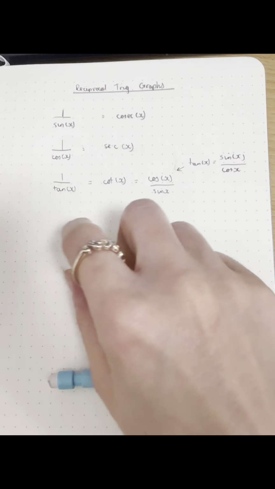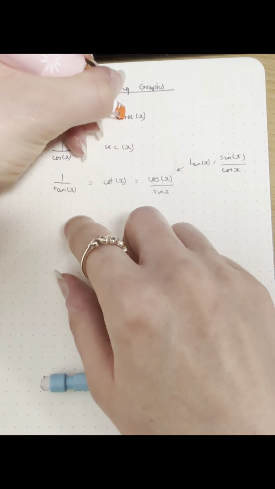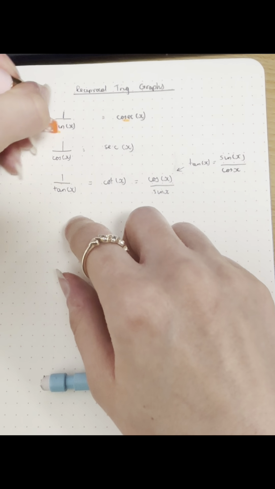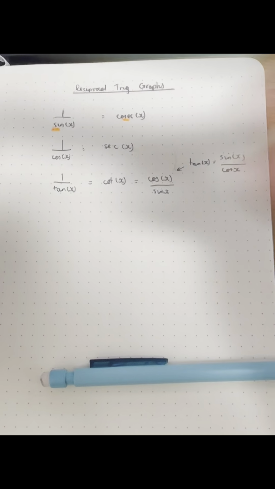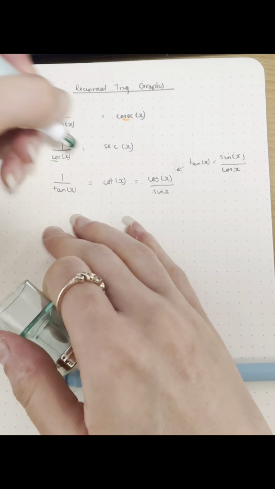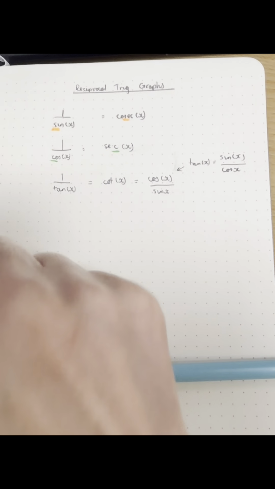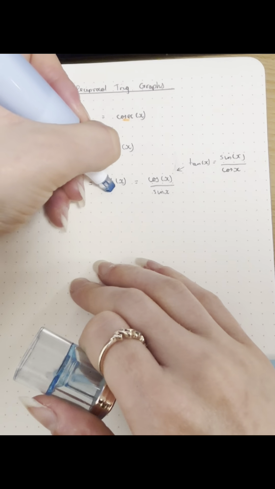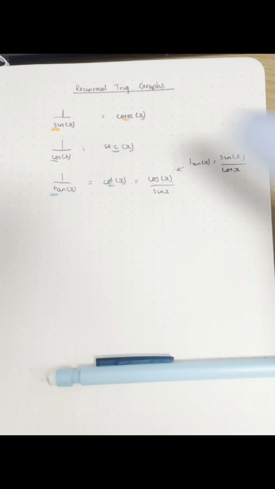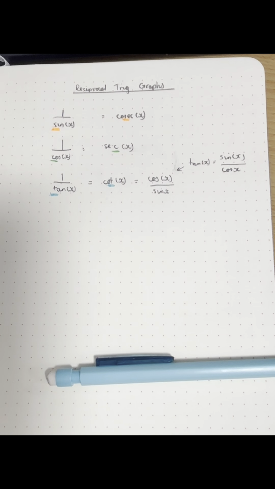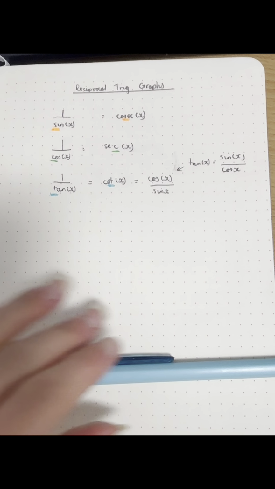And you might be thinking, how on earth do you remember this? The trick is basically look at the third letter. So here, the S in cosec matches with the S of sine. For cos, the C of cos matches with the C of sec. And then the T of tan matches with the T of cot. So there's not much more to it than that really that can help you remember them.